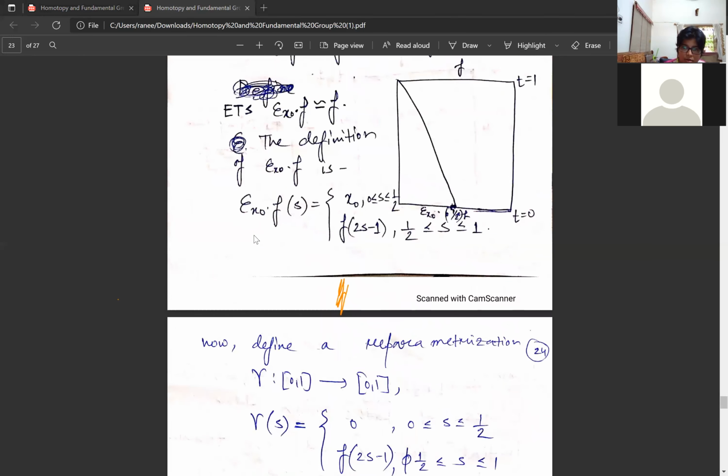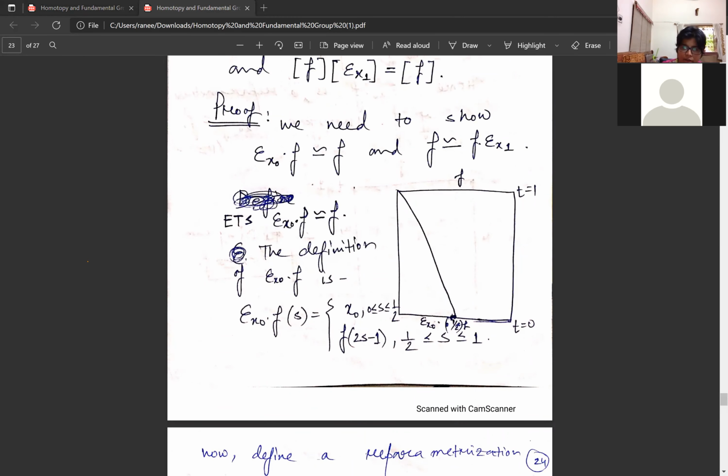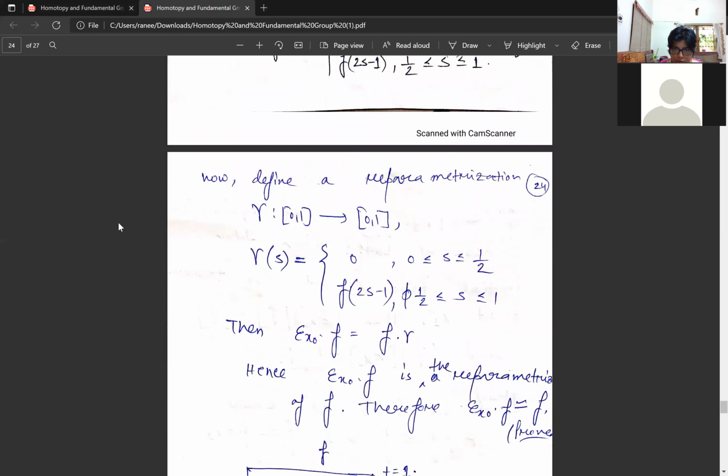So therefore we have proved this, and in a similar way you can prove that f is homotopic to f product with epsilon x1. The drawing will be exactly the same, on that side, the diagonal, right? X1 will be on that right side. So that's how it will be. Any questions here, any doubts?